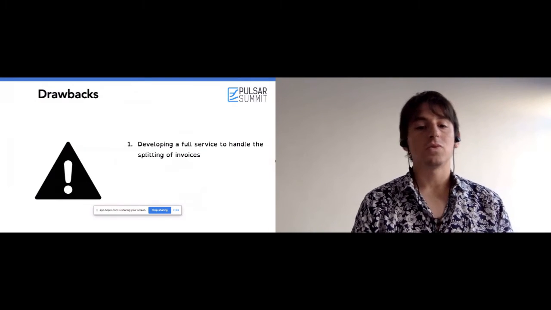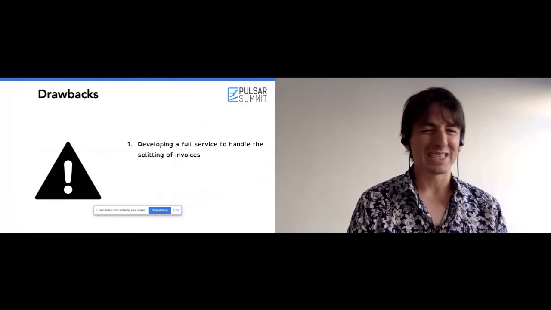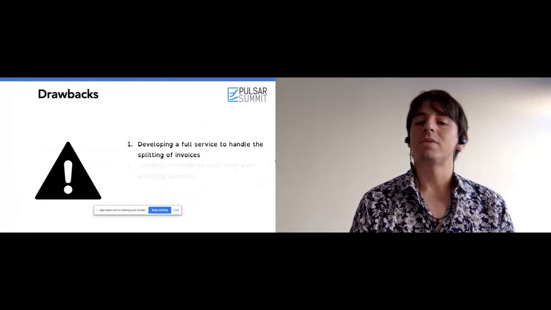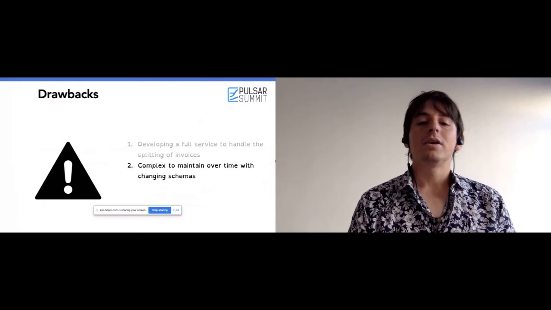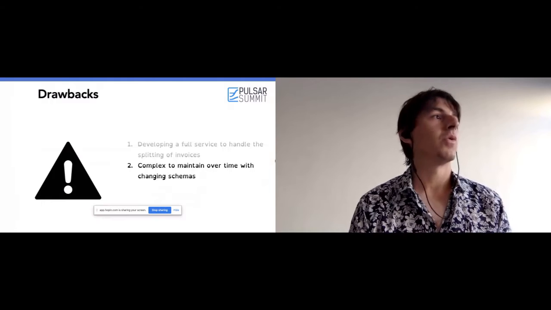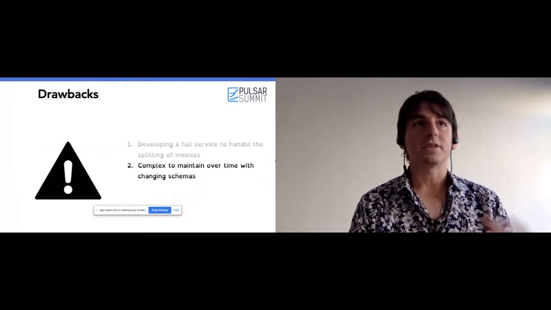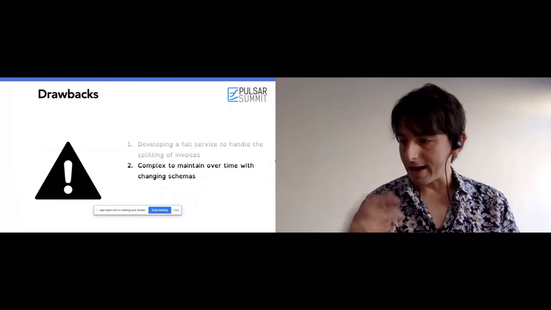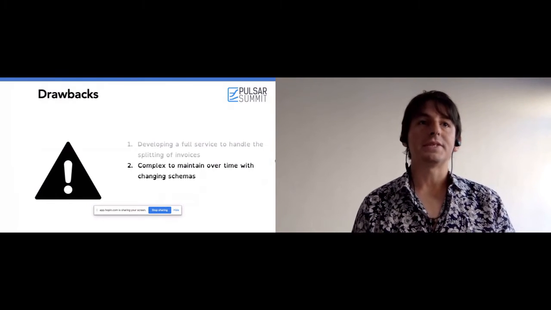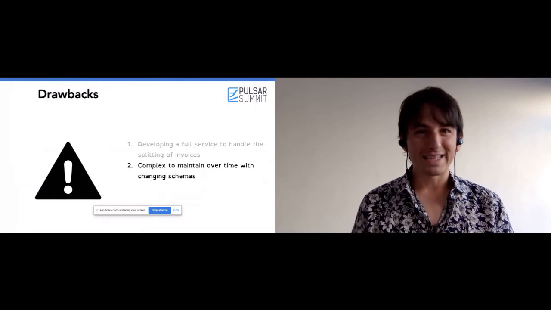The first one is we need to develop a full service to handle the splitting of invoices, which is a really simple task. The second one is that it is complex to maintain, because suppose that now we are not having commas. We are having dots. We are having an extra field. We need to refactor our function, which is, I don't know, 1 day of work.